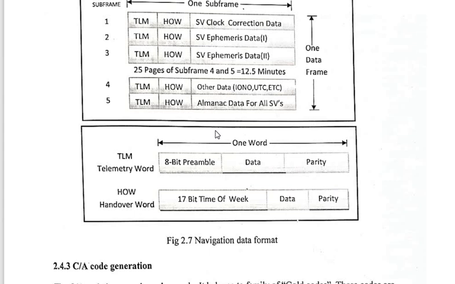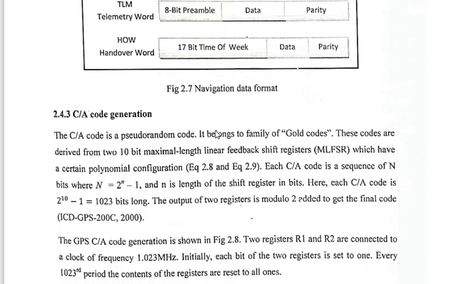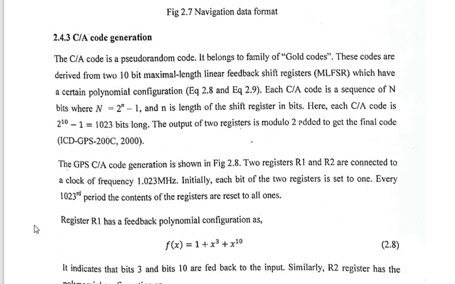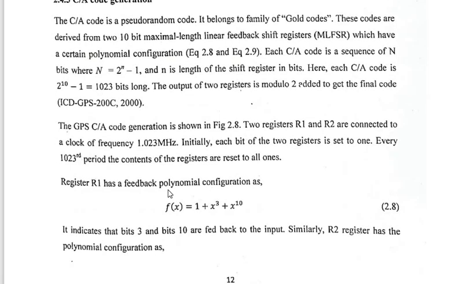These are the 2 topics that we have covered in today's class. I hope you are all clear with them. Part A is now finished. This was about the generation of C/A codes and the navigation data format.